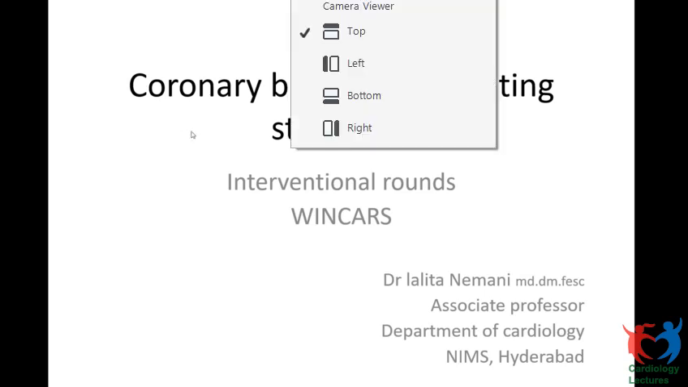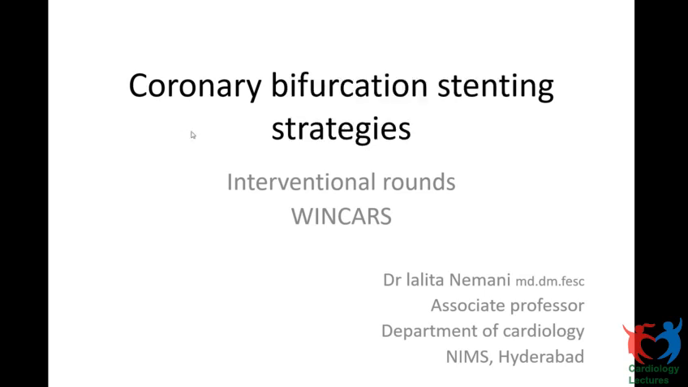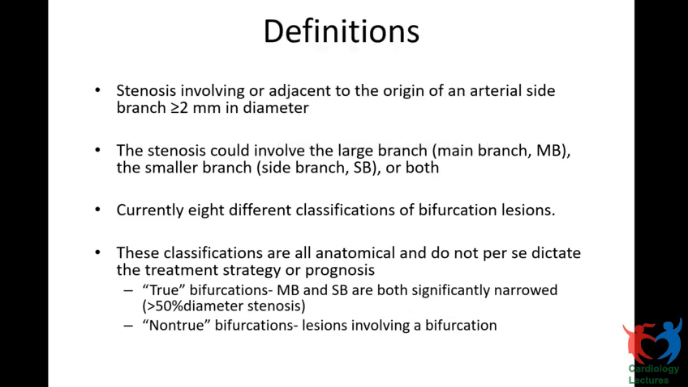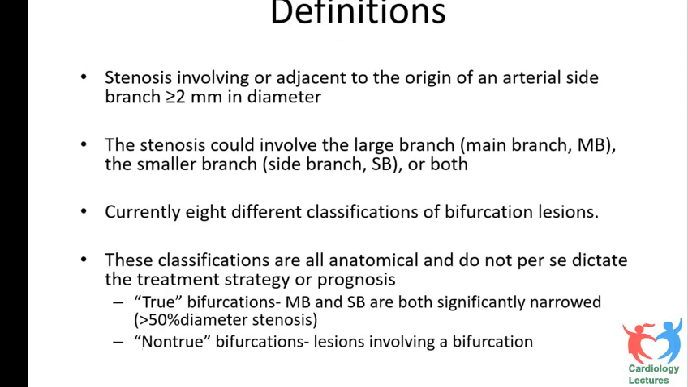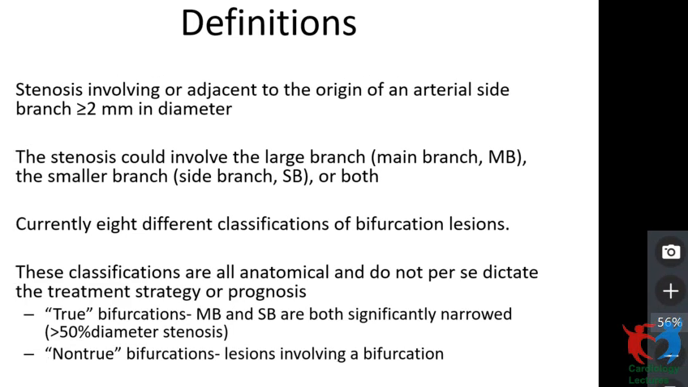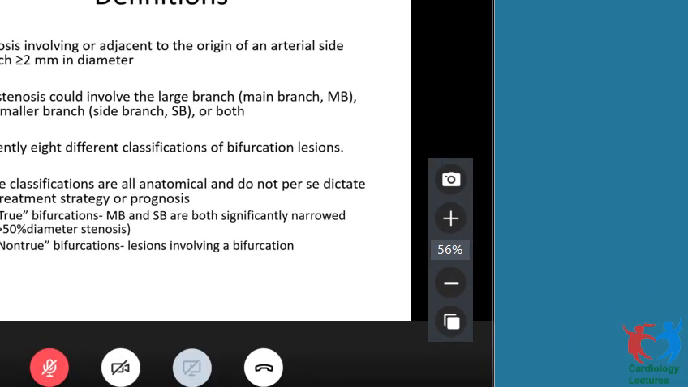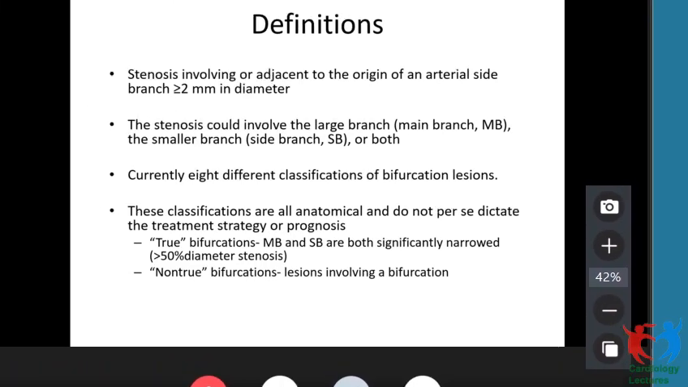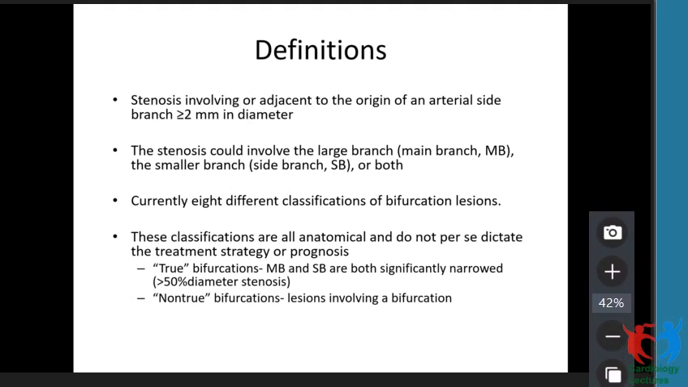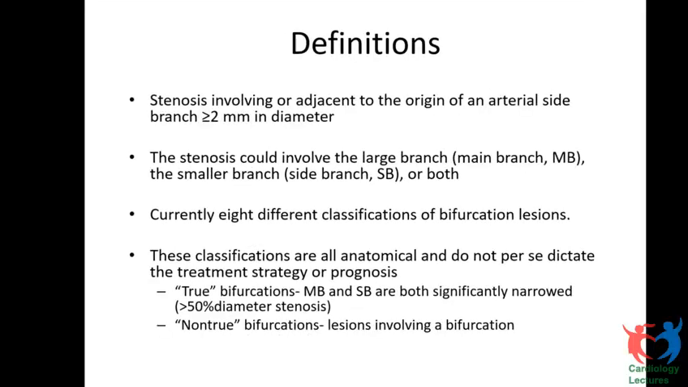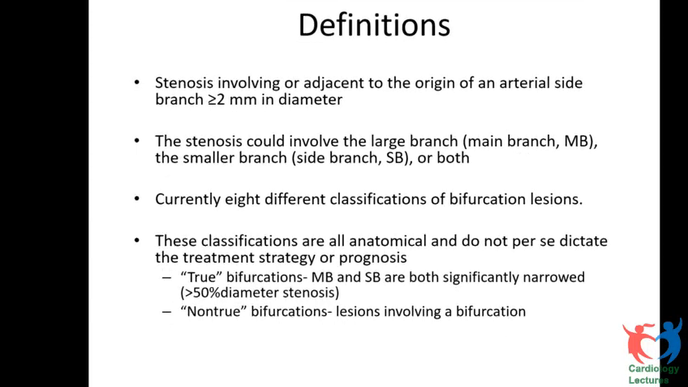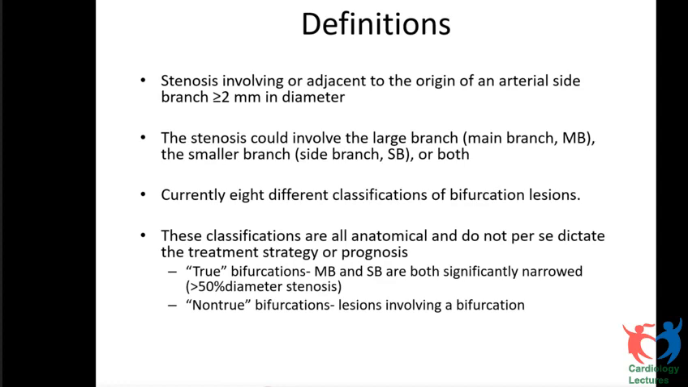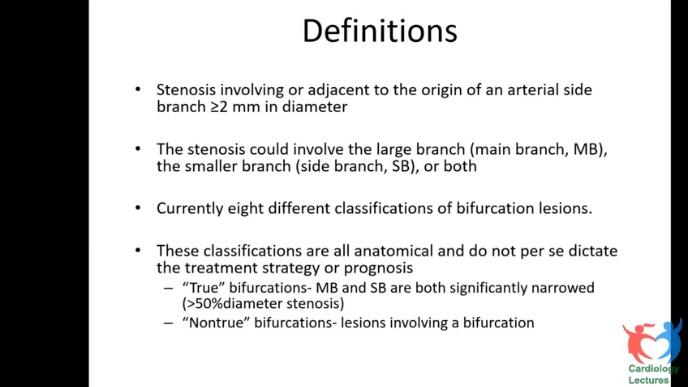So, we start. This will be a case-based discussion, and to begin with, basically a coronary bifurcation lesion is defined as a lesion of stenosis which involves or is adjacent to the origin of a side branch which is at least 2 mm in diameter. The stenosis could include either the large branch, that is the main branch, or the side branch, or both of it.